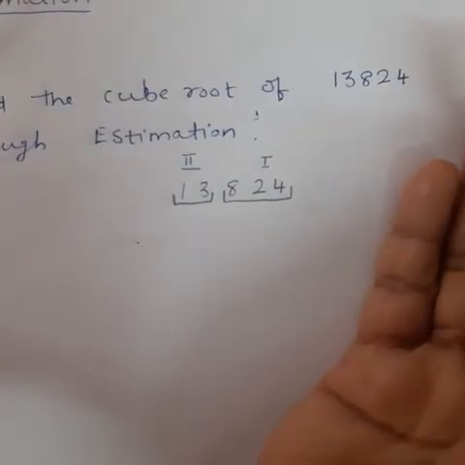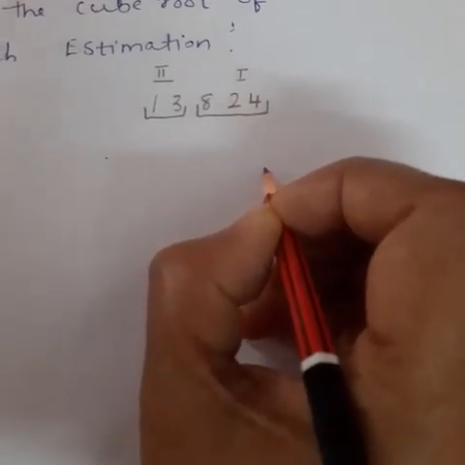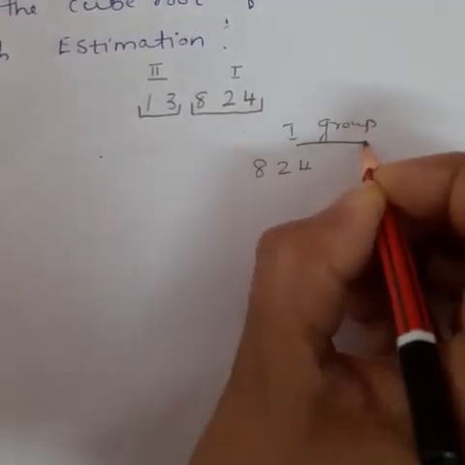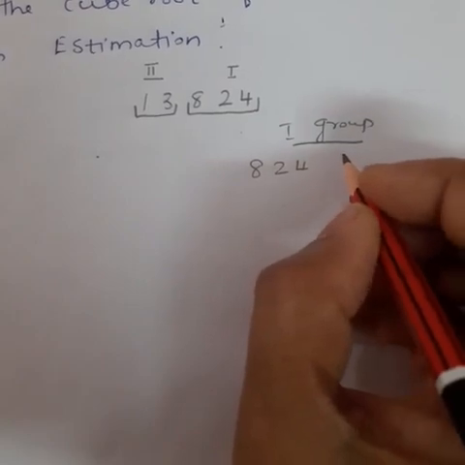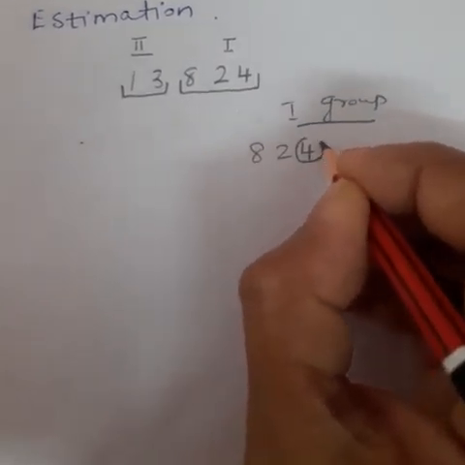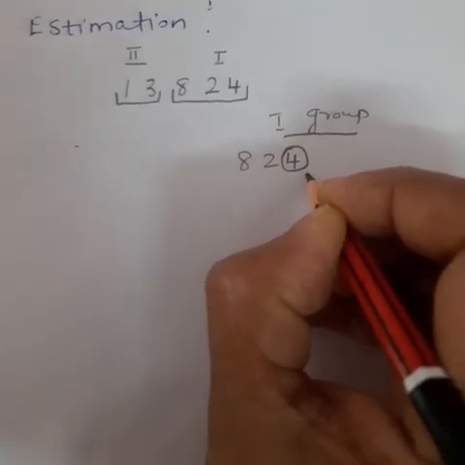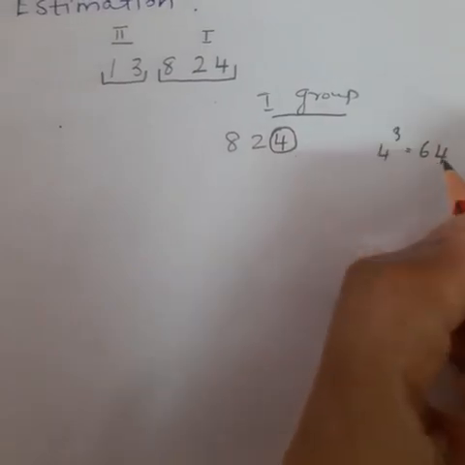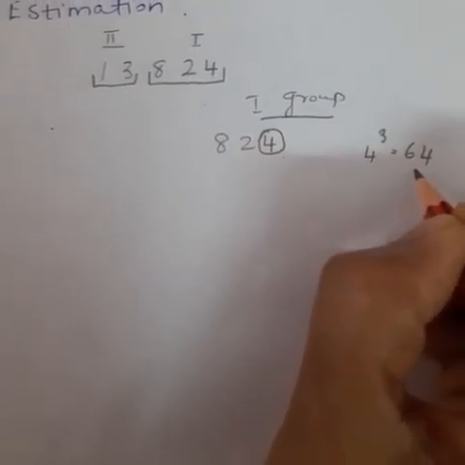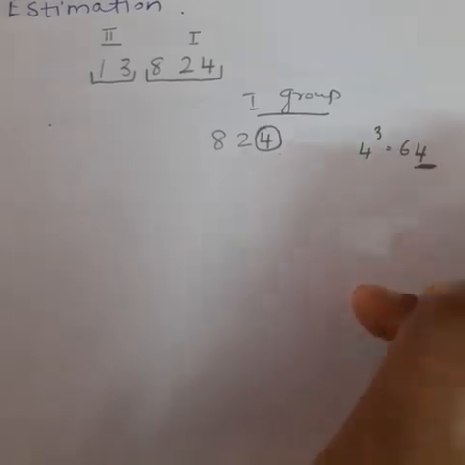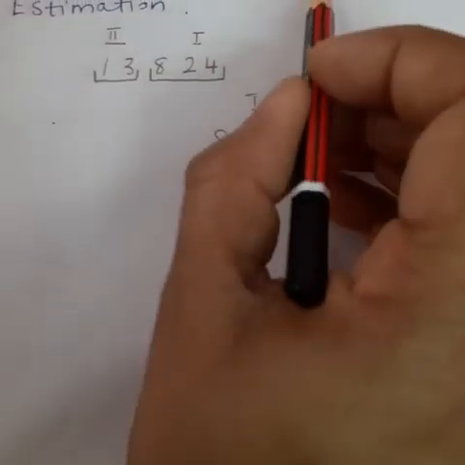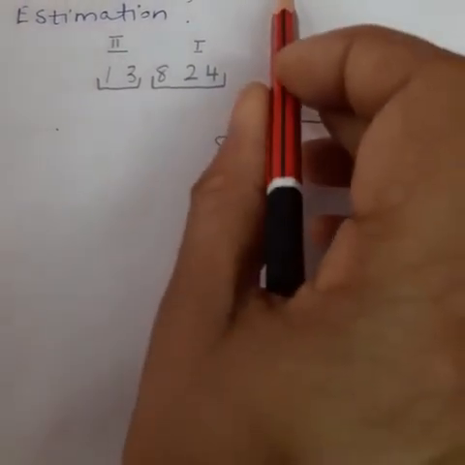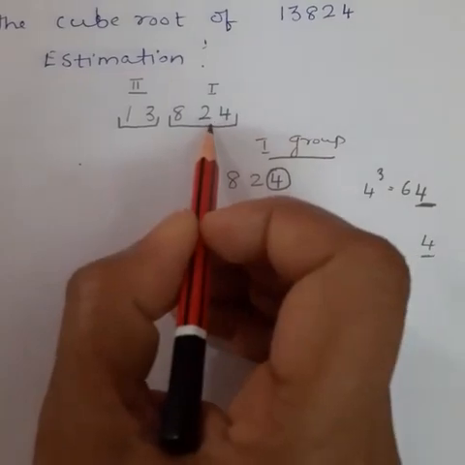Next, take the first group. The number is 824. First group. We have to take the digit from the ones place. That is 4. And we know that cube of 4 is equal to 64, which consists of 4 in its ones place. So the ones place of the cube root of the given number will be 4. We got the ones place digit of the cube root, that is equal to 4, from the first group.